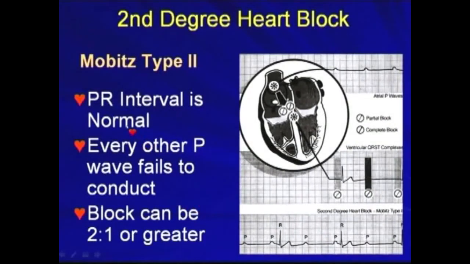Another example of Mobitz type 2, the PR interval is normal. Every other P wave fails to conduct, and it's a 2-to-1 block. Of course, it can be a higher or greater block.